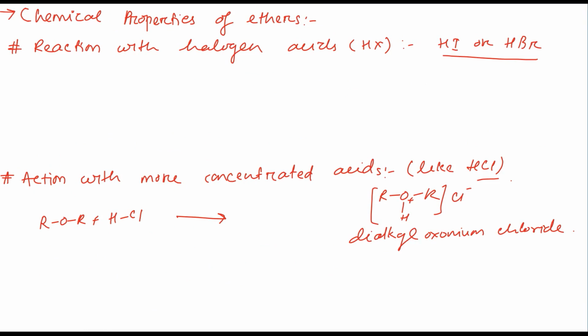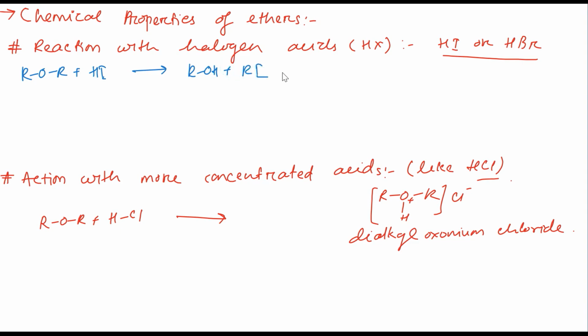In the chemical properties of ether, we will see the reaction of ethers with halogen acids, HX. HX may be HI or HBr. Let us see the reaction mechanism. The reaction will be ROR plus HI, forming ROH plus RI.